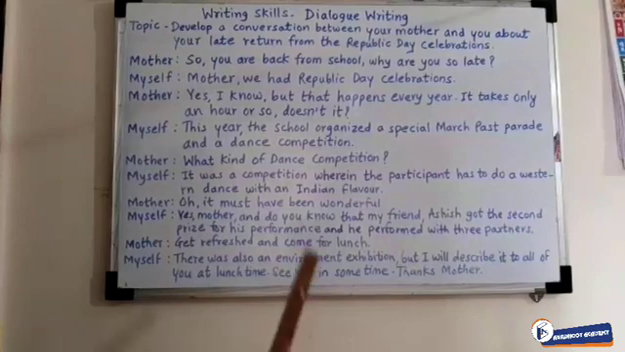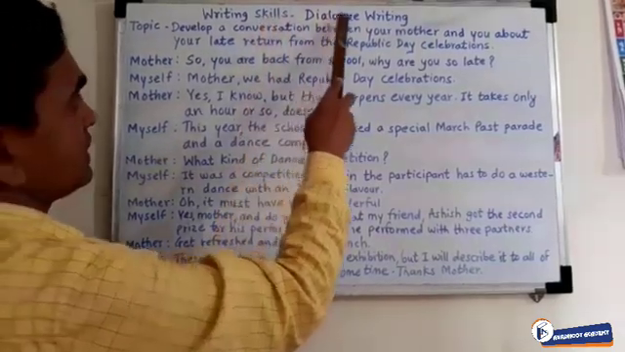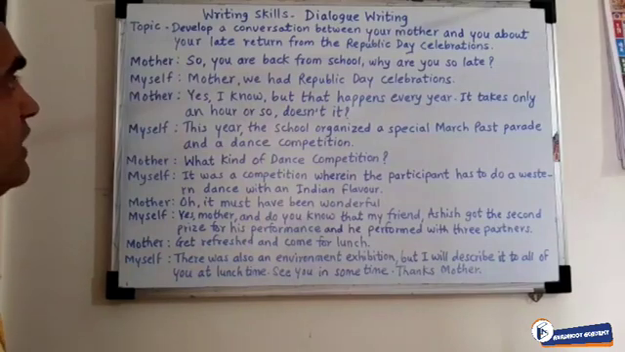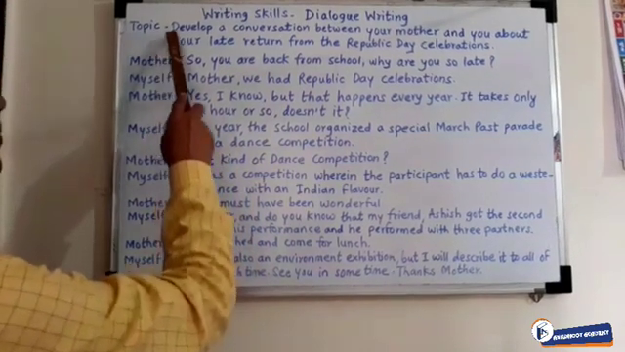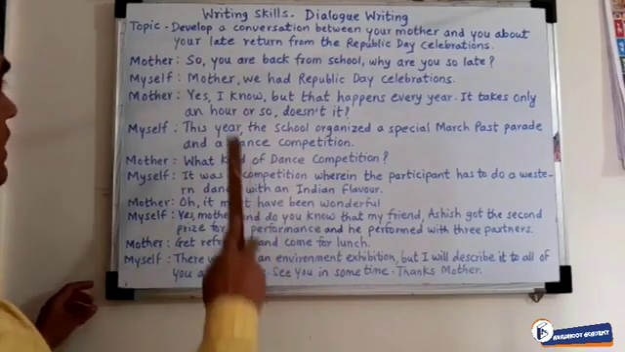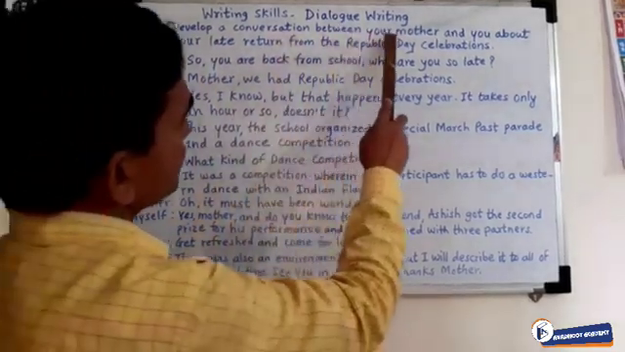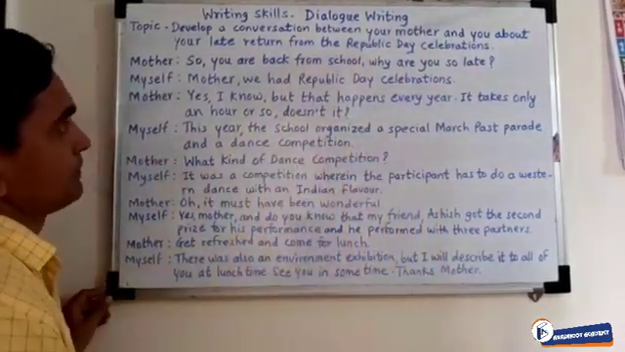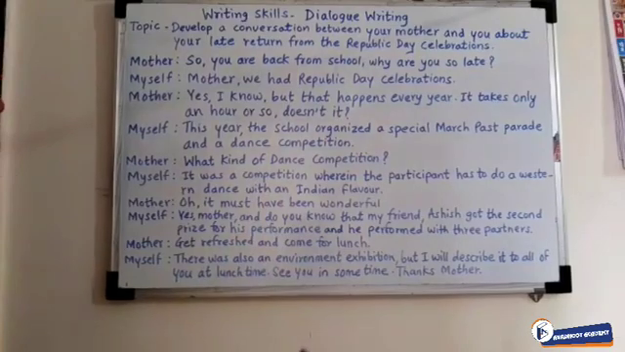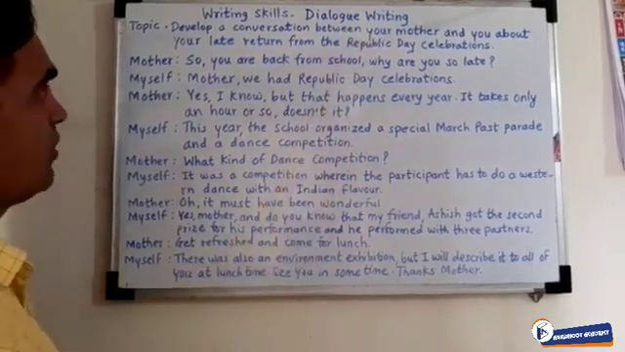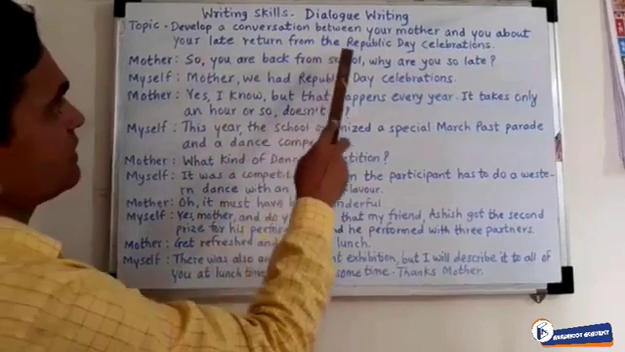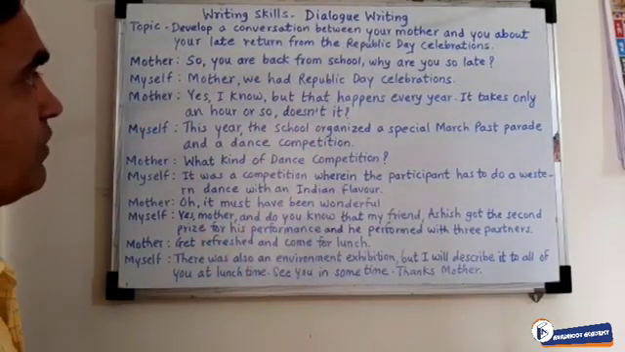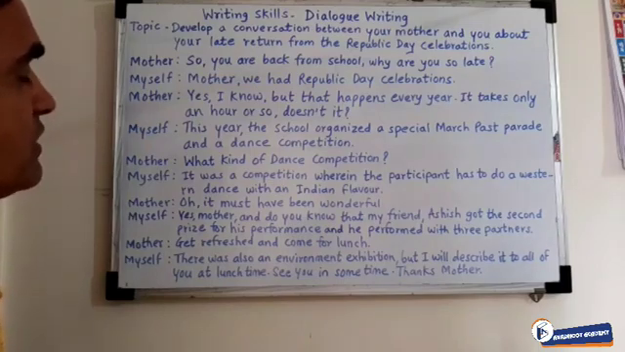Good afternoon students. We are going to see a writing skill, that is dialogue writing. In the previous lecture we saw one example of dialogue writing. Now the second example, the second topic: develop a conversation between your mother and you about your late return from the Republic Day celebration. Means a conversation between two people, you and your mother. Because you are late from the Republic Day celebration, your mother is asking you questions. Why are you late? That type of conversation will be here.